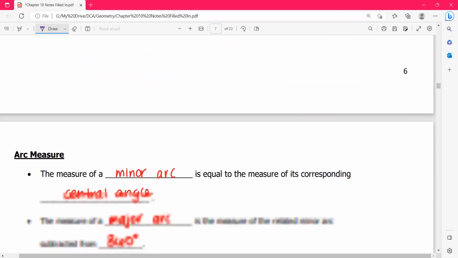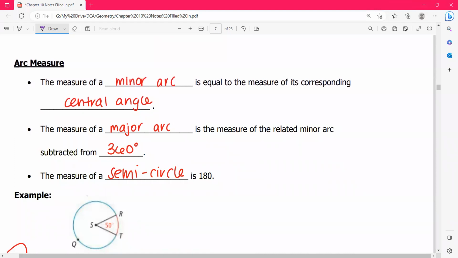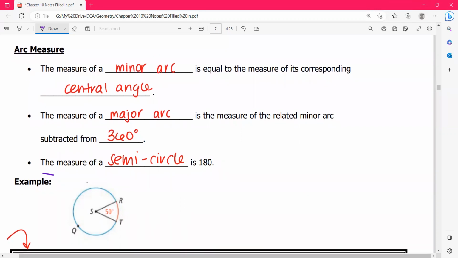Okay, let's keep going here. Let's talk about measuring arcs. The measure of a minor arc is equal to the measure of its corresponding central angle. So if I use this example right here, the minor arc RT is 50 degrees because the central angle RST is 50 degrees. The angle is 50, the arc is 50. That's how we measure minor arcs.